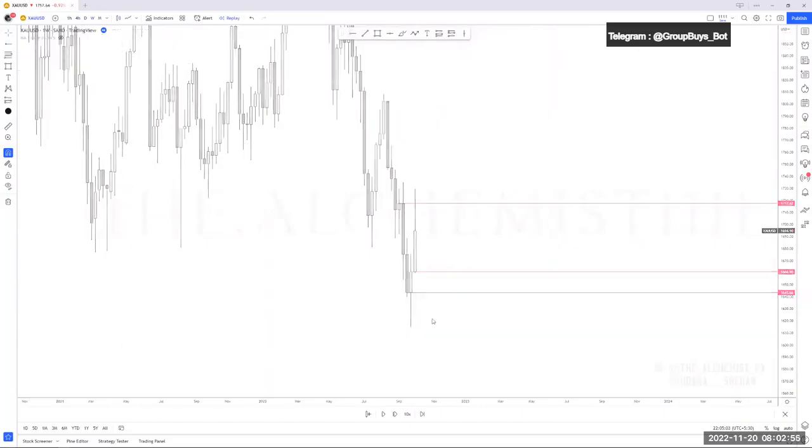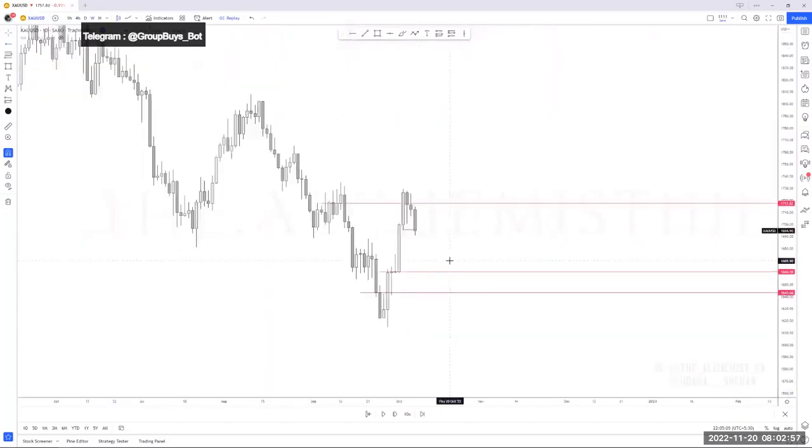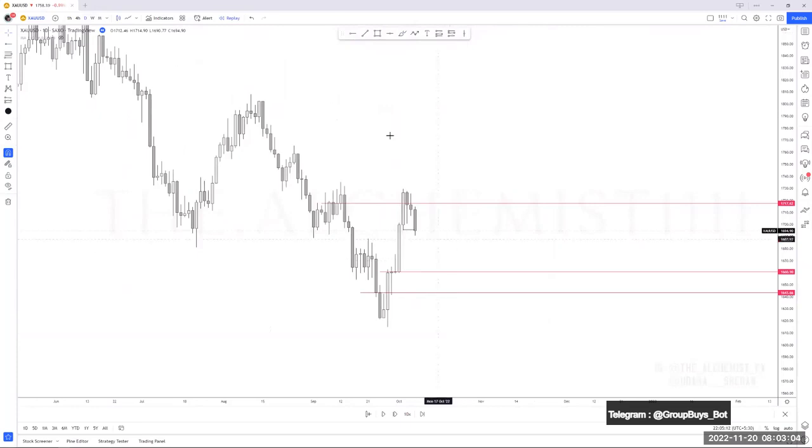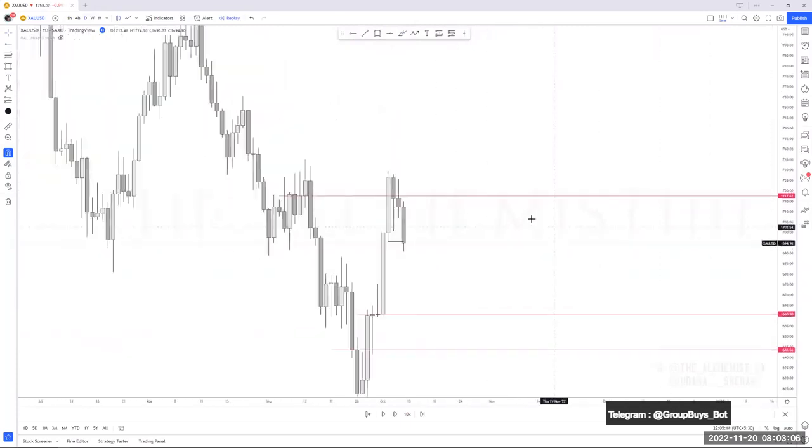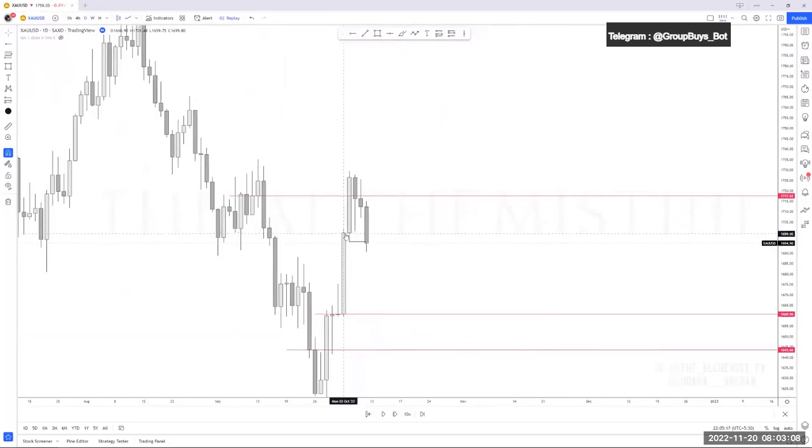So now what do you do? Every time it goes up, what will you do? You will be looking for sell setups, right? Every time it goes up, you will be looking for sell setups only. Okay, so I'll show you where I got my trade from. So now what is this? Open close level, right?